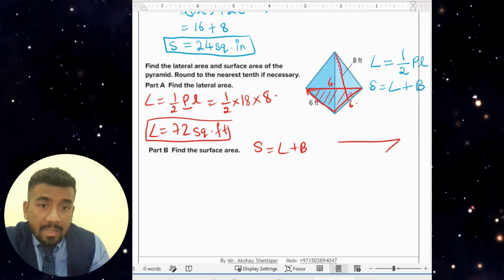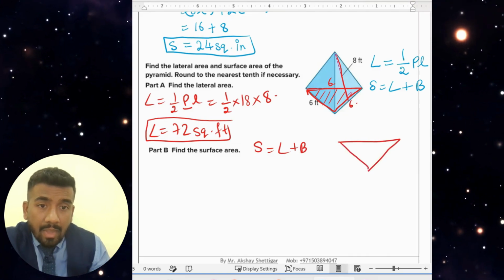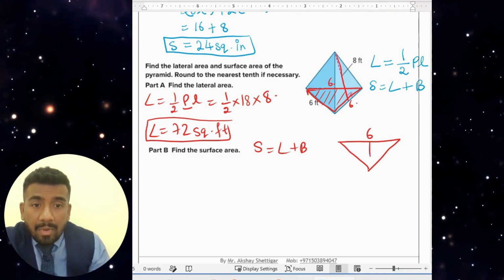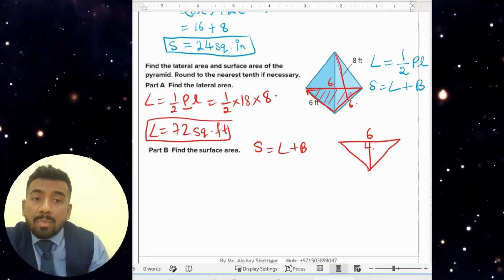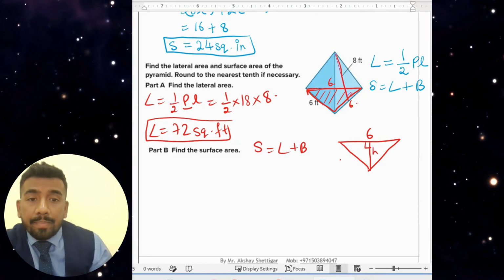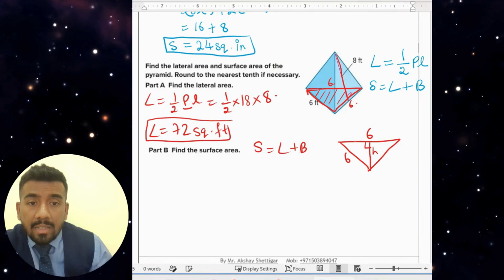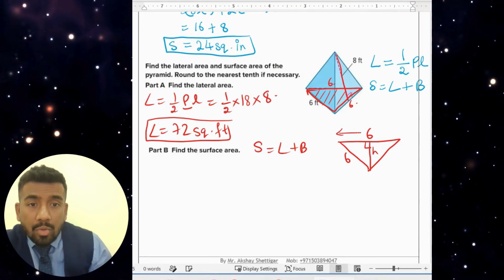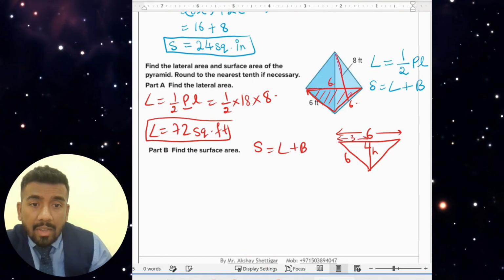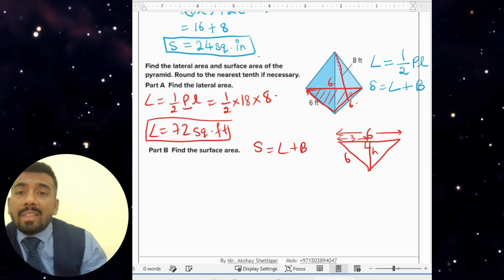Can I say this base is a triangle? Its base length is 6, but we don't know the height, so let's call the height h. Whenever you put a perpendicular bisector, this whole side of 6 gets divided, so this half will be 3. So how will you find this h?